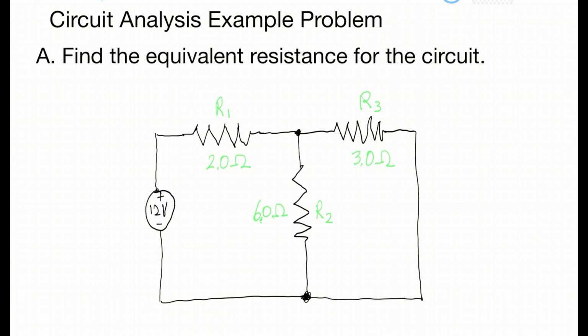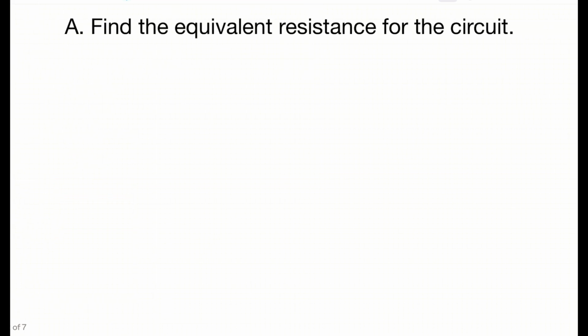So the example we want to look at here is we've got a 12 volt power supply, and then we've got three resistors. R1 is a 2 ohm, R2 is a 6 ohm, and R3 is a 3 ohm. And you'll notice that R3 and R2, the 6 ohm and 3 ohm, are in parallel. And that becomes in series with R1. So we're going to use that to our advantage to figure out some stuff. So part A is find the equivalent resistance for the circuit.